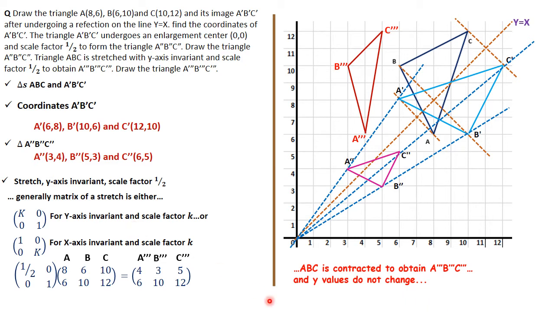Let me say this, that ABC has been contracted to form the last image, and please notice that the y values do not change. That's why we are saying it's y-axis invariant. The coordinates we have for y for both A, B, and C were 6, 10, and 12, and those are the values we still have for the image: A double prime, B double prime, C double prime. The y's are 6, 10, and 12 respectively. So please notice that the y values do not change, and the triangle has been contracted, like made smaller. We go to the next question.